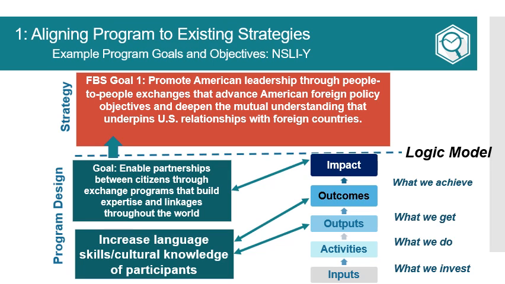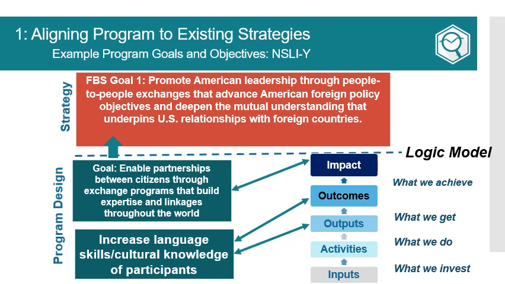On the left, in between the red and bottom green boxes, we've got a program-specific goal, which is to enable partnerships between citizens through exchange programs. Underneath that is a program-specific objective to increase the language skills and cultural knowledge of participants. The objective is going to be more immediate term than the program-specific goal, and the program-specific goal is going to be more immediate term than the wider functional bureau strategy goal on the top.